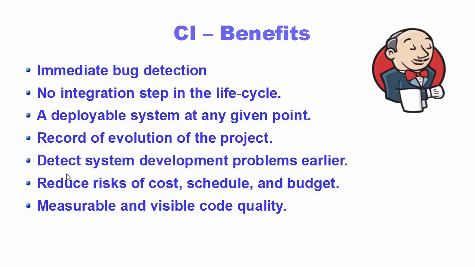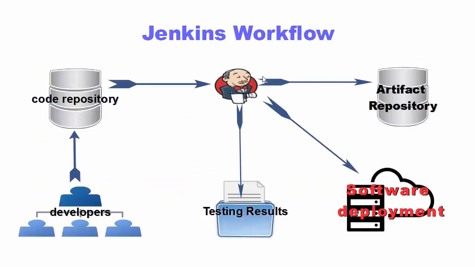As a result, you have the reduced risks of cost, schedule and budget. So when you detect the problem earlier, obviously you are going to save on cost, your time and your budget. And the last but not the least is the measurable and visible code quality. So using Jenkins or any other CI system, you will be able to visibly see the code quality of your project. Now let's see, using some picture, how it all happens.